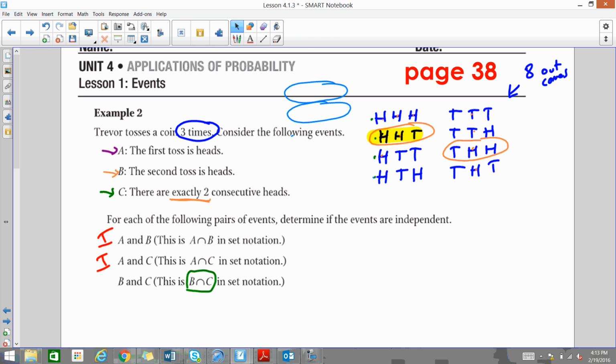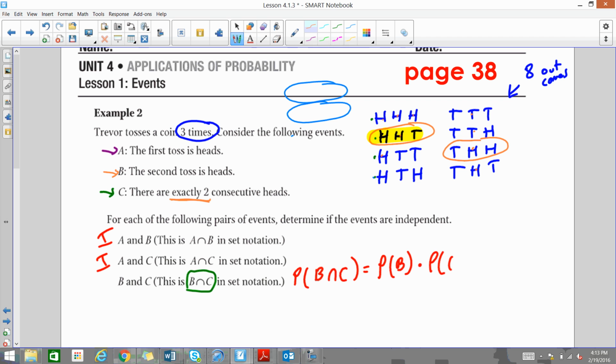So B intersecting C, that's what we're going to want to see. So I write out my independent event formula. The probability of B intersecting C is equal to the probability of B times the probability of C. All right? So let me clear my sample space. Let me get rid of the highlighter and all that stuff, so let's get a clean sample space.